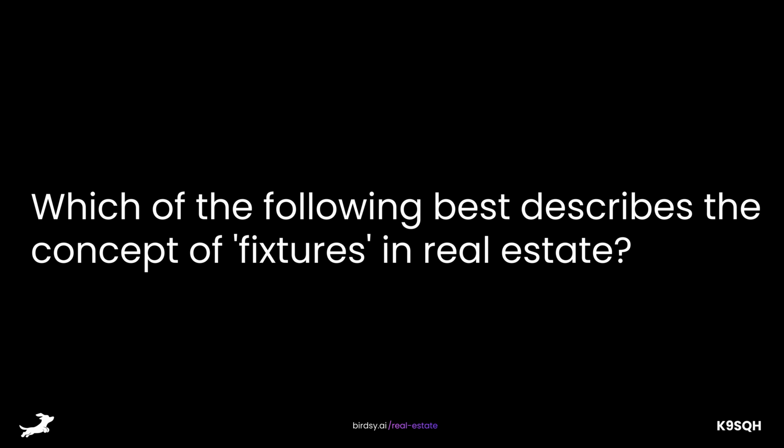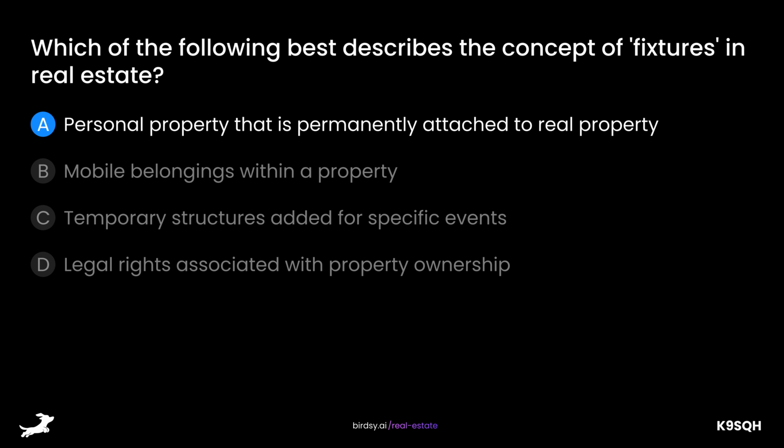Which of the following best describes the concept of fixtures in real estate? Is it A, personal property that is permanently attached to real property, B, mobile belongings within a property, C, temporary structures added for specific events, or D, legal rights associated with property ownership? The answer is A, personal property that is permanently attached to real property.